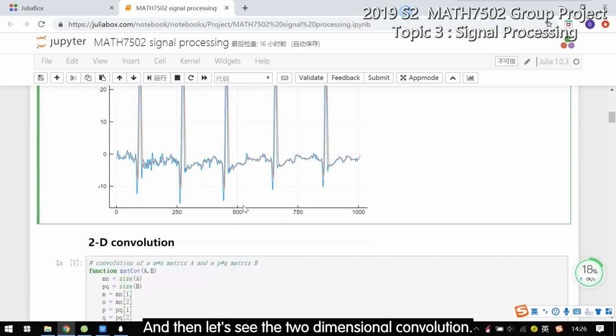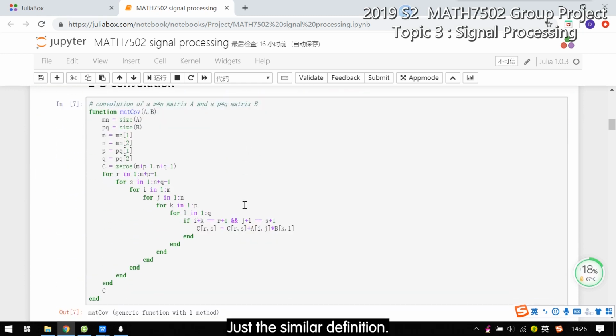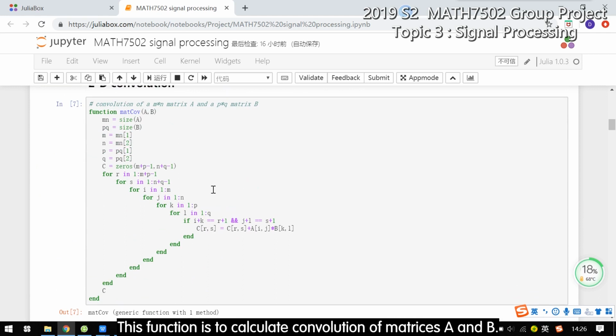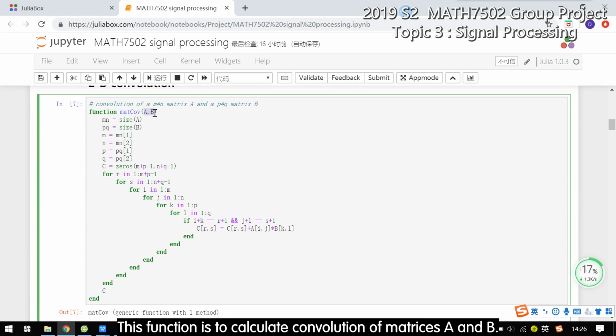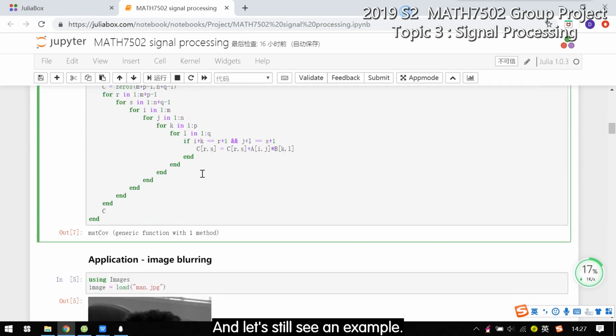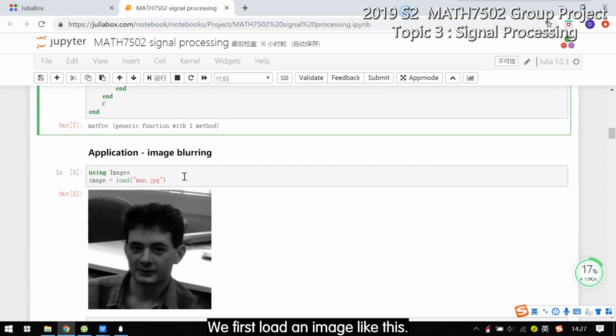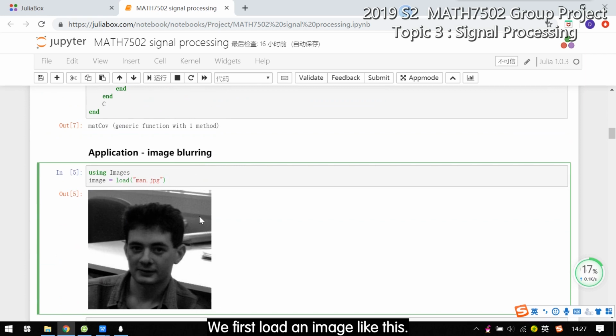And then let's see the two-dimensional convolution. It has a similar definition. This function is to calculate the convolution of matrices A and B. And let's still see an example. We first load the image like this. This is the first matrix.